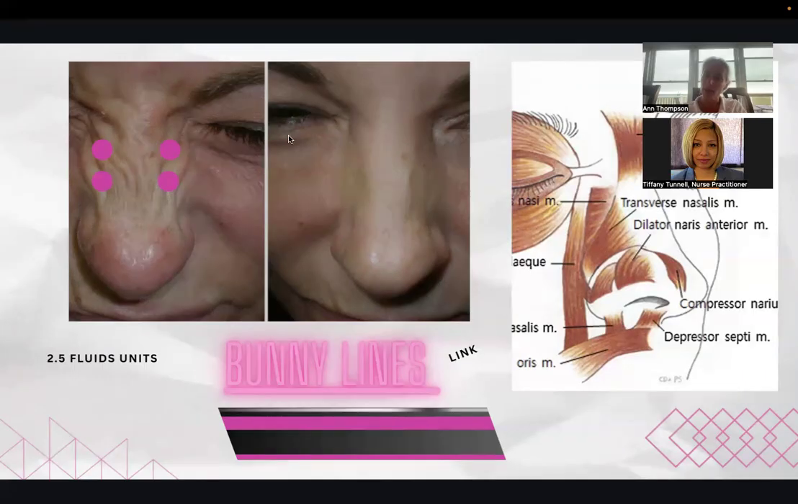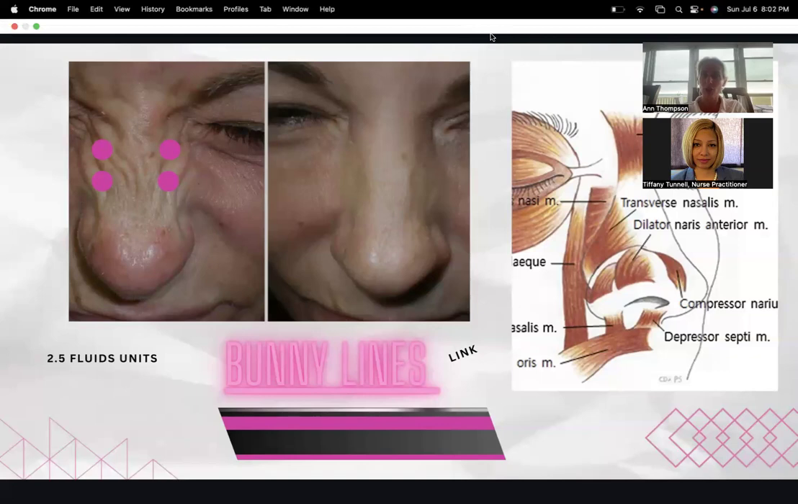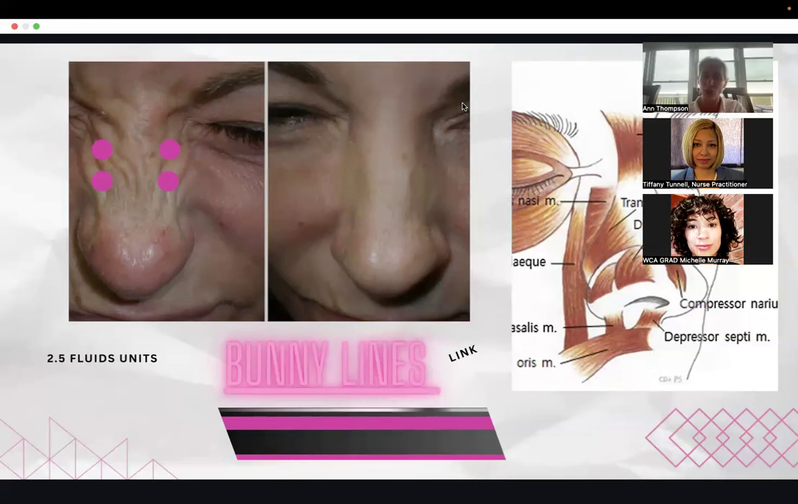You treat it like a small muscle group. So it is 2.5 fluid units into each injection point, and it's very simple to treat. Whenever I'm treating the bunny lines, I always try to treat it with the patient in contraction because it gives you a little bit more tissue to work with. So I'll have the patient kind of crunch their nose a little bit, and then you can mark in contraction. That's one of the only ones that I will inject in contraction as well, again, just because it tends to be a little more comfortable for the patient and it gives you a little bit more tissue to work with.